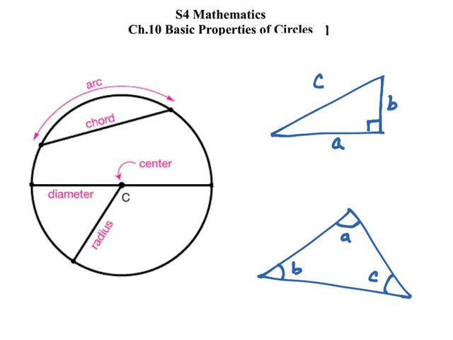As for Chapter 10, Basic Properties of Circle, Lesson 1. Before the lesson, we do some revision. In a circle, this point is the center, and this one we call the circumference, the outline.